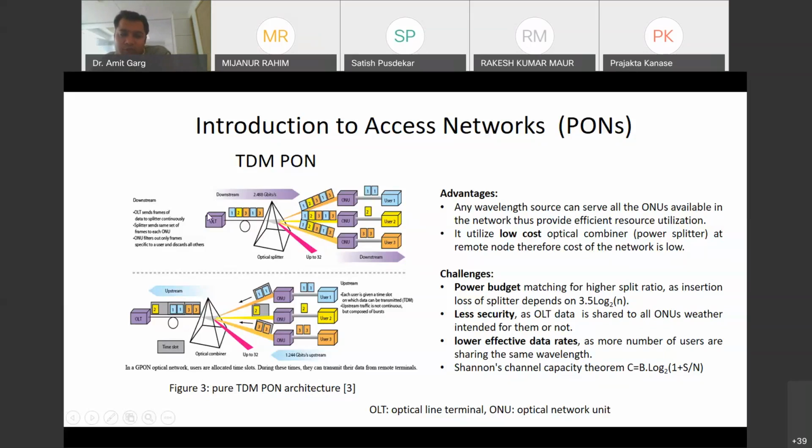So suppose we are transmitting the data at two wavelengths and we are using the splitter here. We can transmit either at, let's say, lambda 1 at 10 Gbps and lambda 2 at 1 Gbps. So we can transmit at 10G and 1G simultaneously. And what are the challenges?